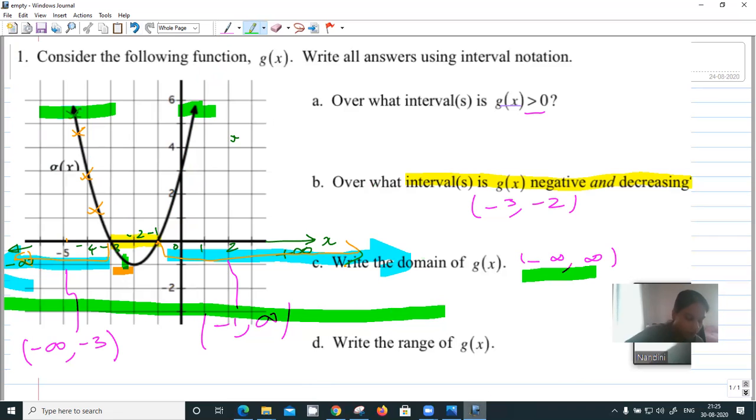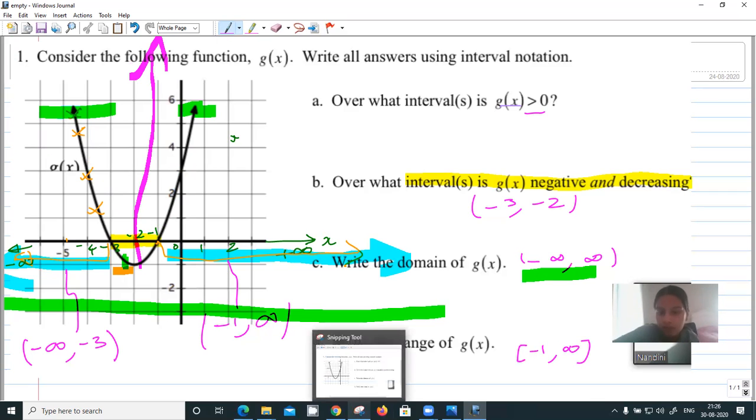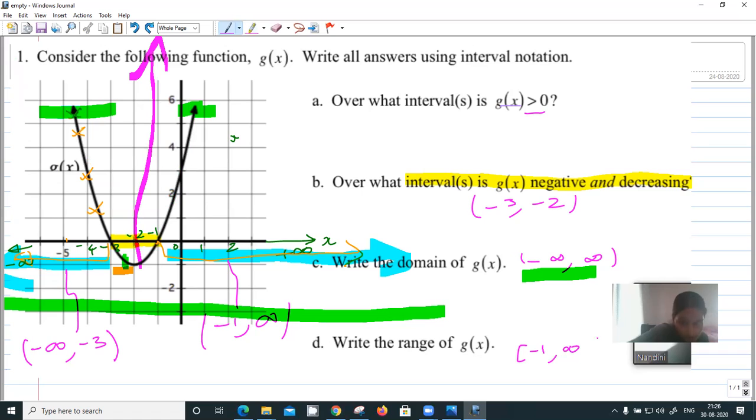Then for the range, that's your y values. So it's going to be -1 to plus infinity. But wouldn't it be a square bracket for -1, because it's included? Yes, square bracket, that's what I said. So this will be -1, comma, plus infinity. Infinity is always a curved bracket. Yes, it is curved. Yours looked like a square bracket. Is it okay? Yeah.